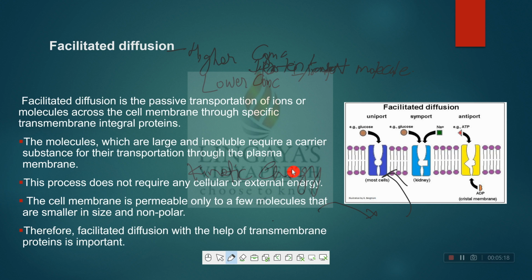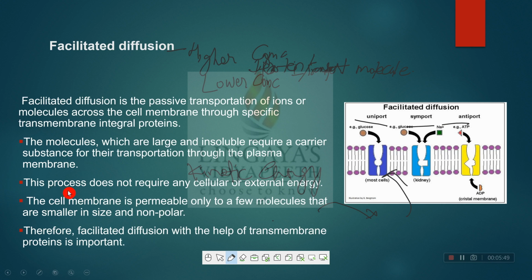so here you can also see in this picture how glucose is moving in, and in the second example glucose is moving inside the kidney, and the sodium ions are also moving inside the kidney, and in the antiport the ATPs are going in, and ADPs are going out from the other side of the membrane. So this is uniport, symport and antiport explained here.